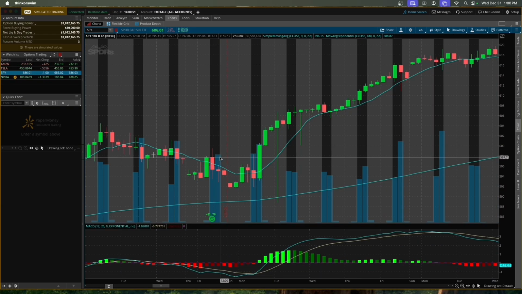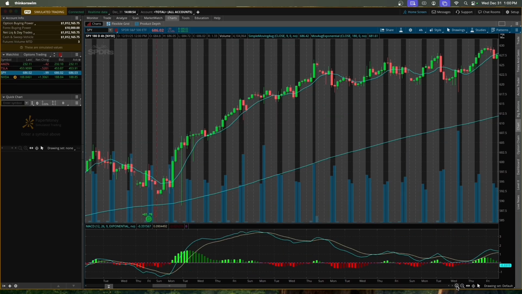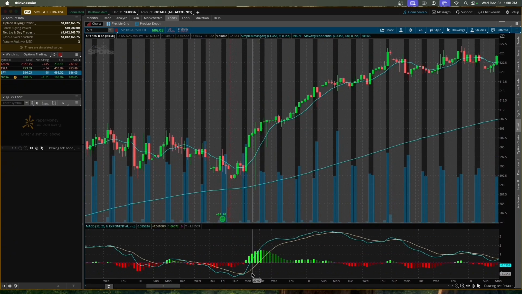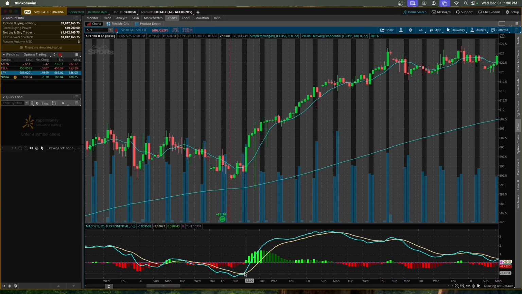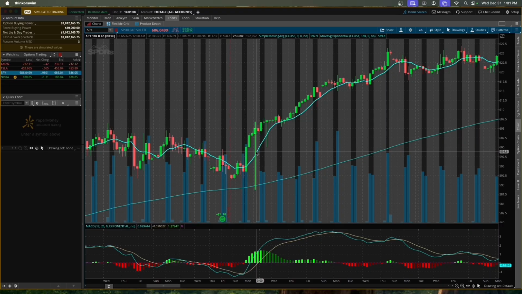So I'm going to come into this point right here. Let me back out just a little bit. As you can see, they cross right here. Okay. So the blue line crosses above this yellow line right here. And you can see that indicates that there's about to be momentum and that there's a push upwards.